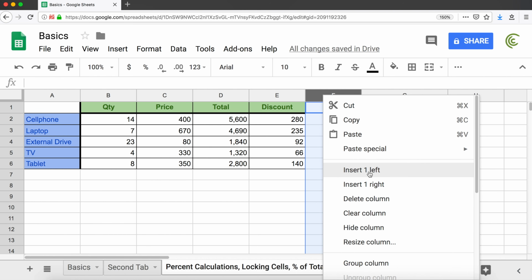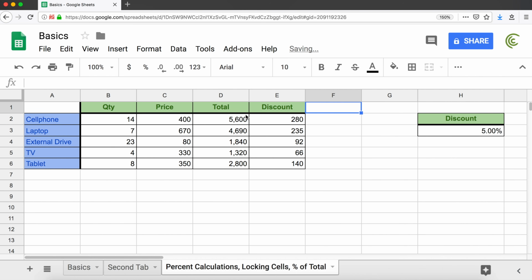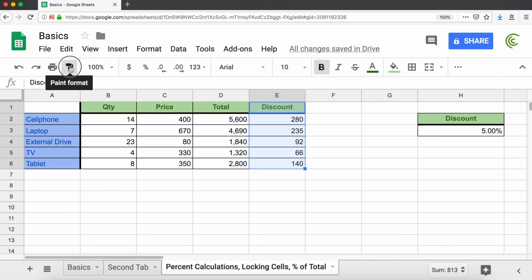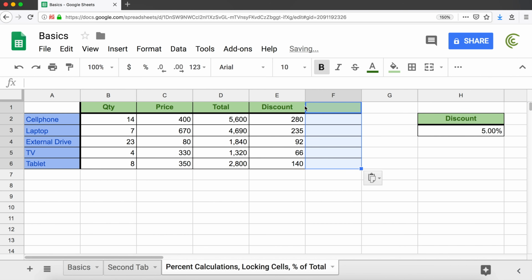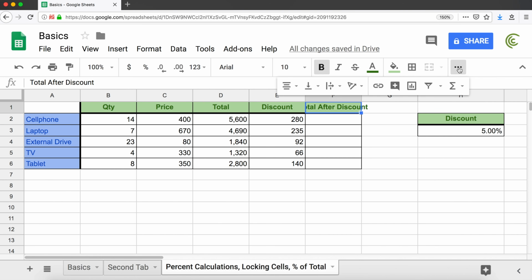Let me add another column here. I'm going to copy the formatting over again. This is going to be total after discount. This doesn't fit and I don't want to make the column wider. I just want to make this fit. Because I'm zoomed in, half of my tools are here under more. I'm going to click here, find the text wrapping option, and use wrap.